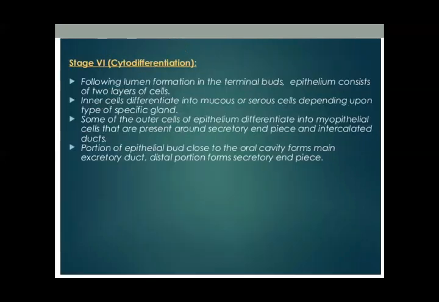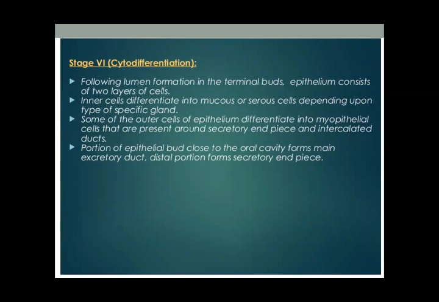Stage 6: cytodifferentiation following lumen formation in the terminal buds. The epithelium consists of two layers of cells. The cells differentiate into mucous or serous cells depending upon the type of specific gland. Some of the outer cells of the epithelium differentiate into myoepithelial cells that are present around secretory end pieces and intercalated ducts.